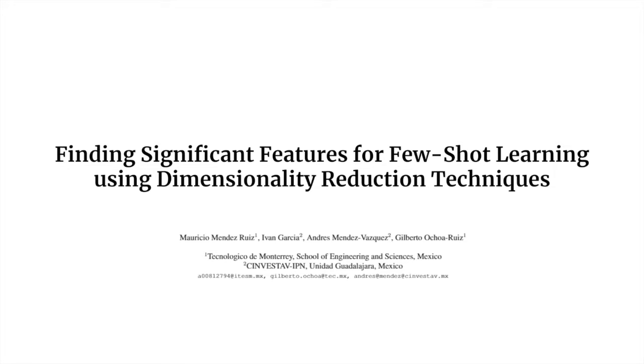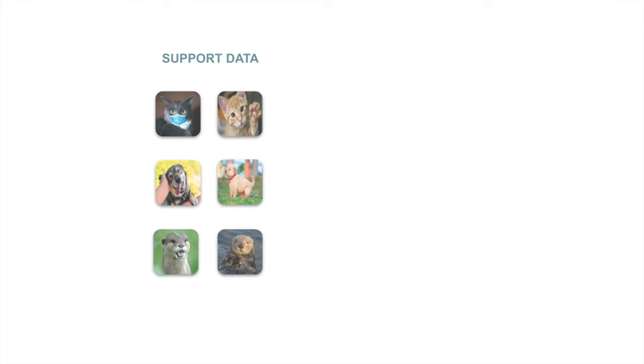Hello, this is finding significant features for fusion learning using dimensionality reduction techniques. Fusion learning is a fairly new method that specializes in problems where we have little amount of data. The goal of this method is to classify categories that haven't been seen before with just a handful of samples.